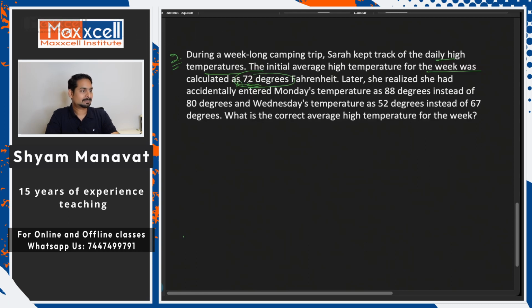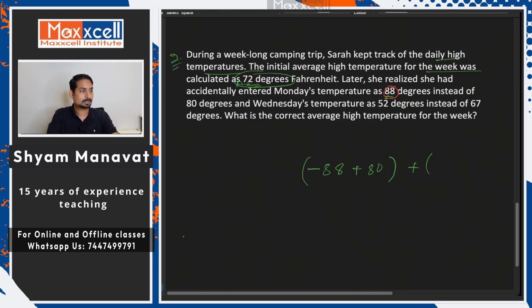Later she realized that she had accidentally entered the temperature as 88. So is 88 wrong entry or correct entry? Yes, that's wrong entry. Accidentally entered. So this is wrong entry. Okay, so this we are going to take out from the sum. Average equal to sum of values by number of values. So she must have added all the temperatures, right? So from that addition, she has to take out this 88 and then she has to add what? 80 over there. Correct the value and then correction in sum.